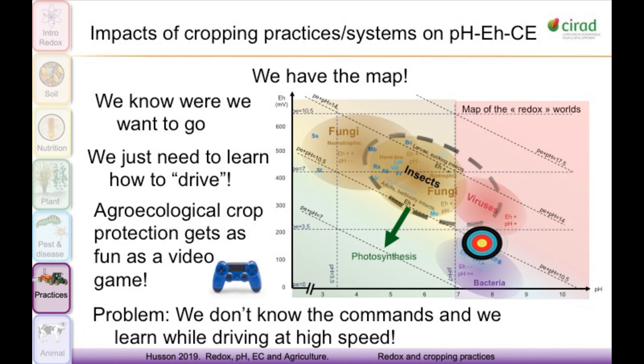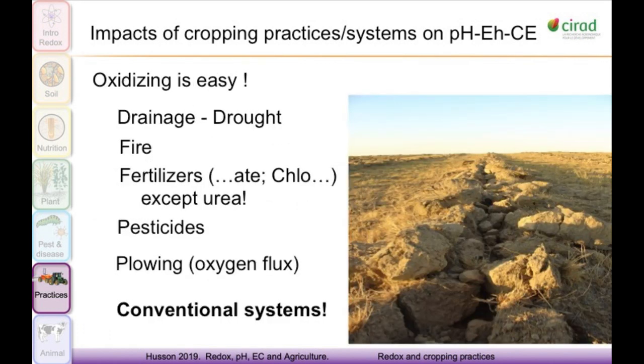The problem is that we don't know the commands, and we learn because we drive at high speed. On our compacted soil, this is moving all the time. So we have to learn that it's moving too fast. When we have regenerated soil, it's getting easy. But anyway, I will just list what is oxidizing, it's very easy.